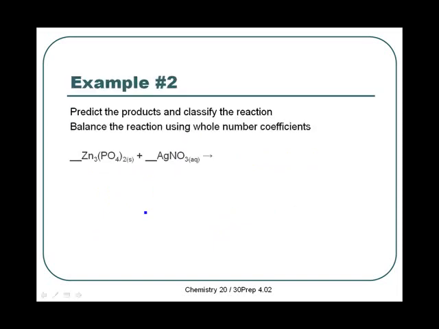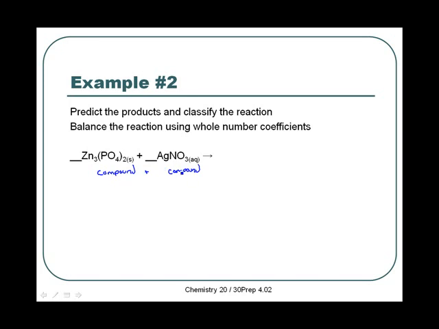Alright, so, same steps, different reactions. The first thing we're going to do is try and figure out what kind of reaction we have. And when I look, I see my first reactant is a compound. My second reactant is a compound, and we only have one reaction type that fits that description, and that would be our double replacement.